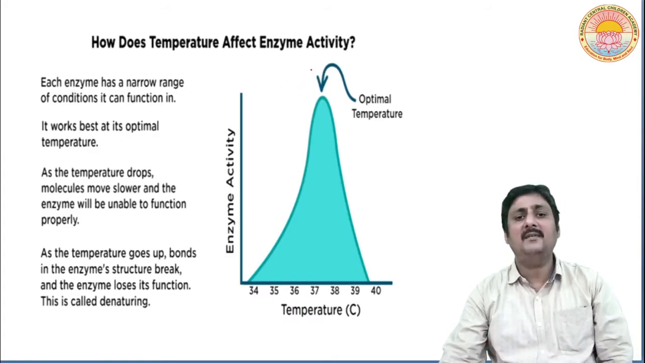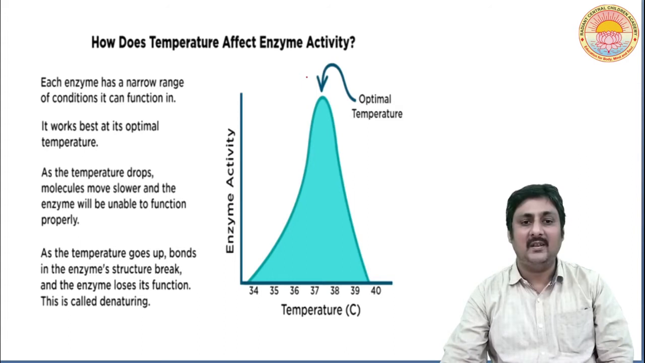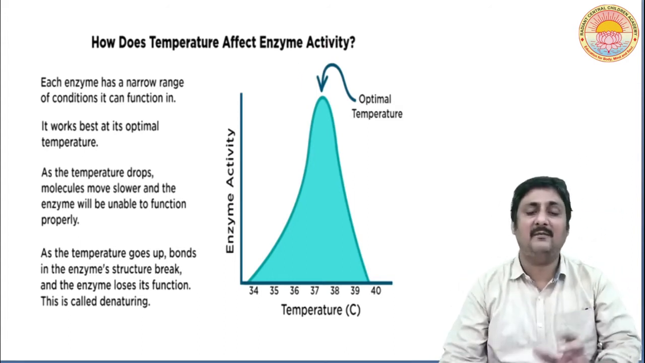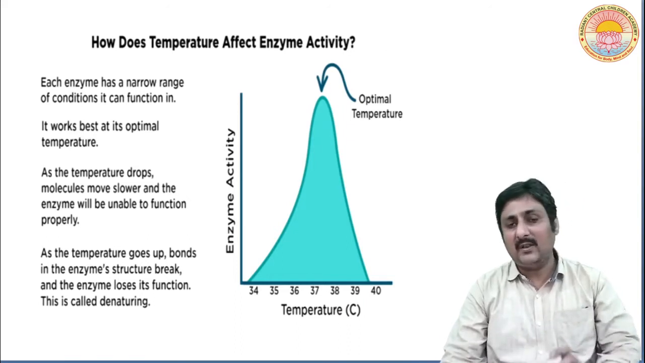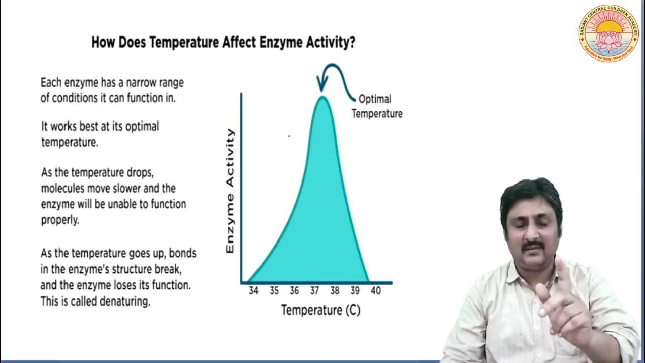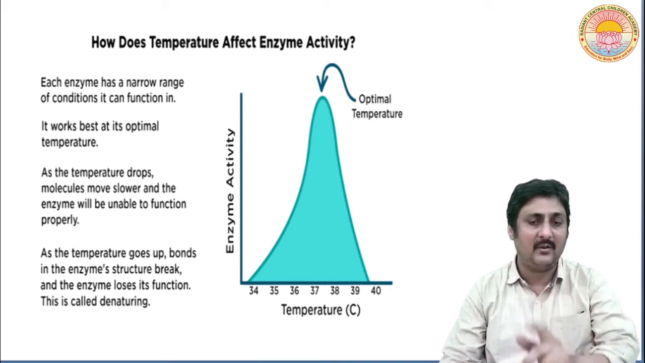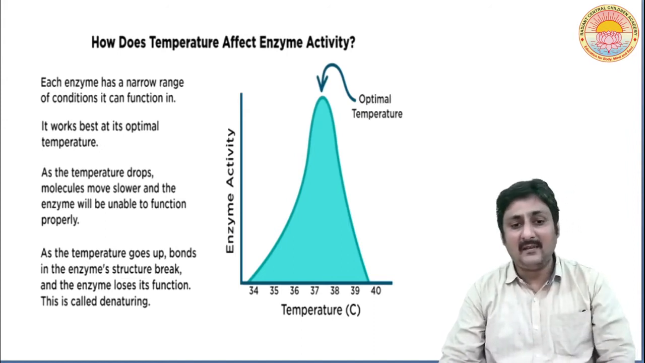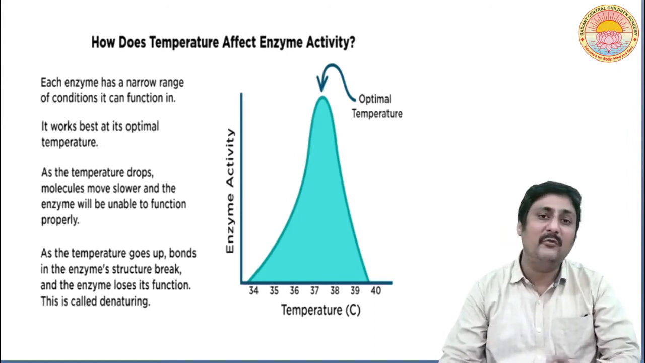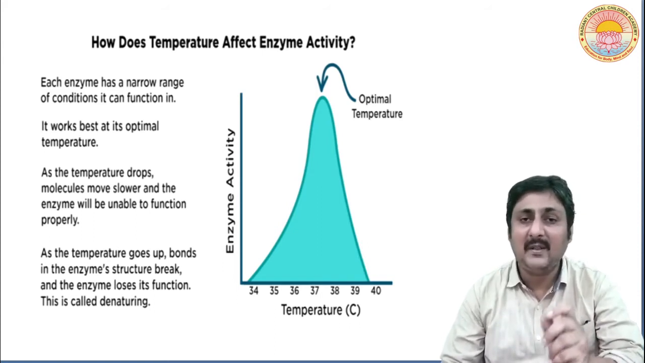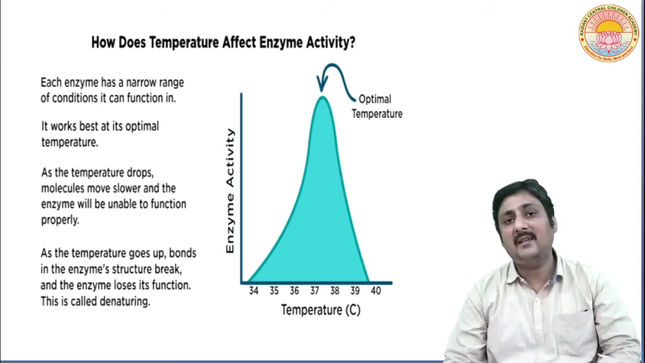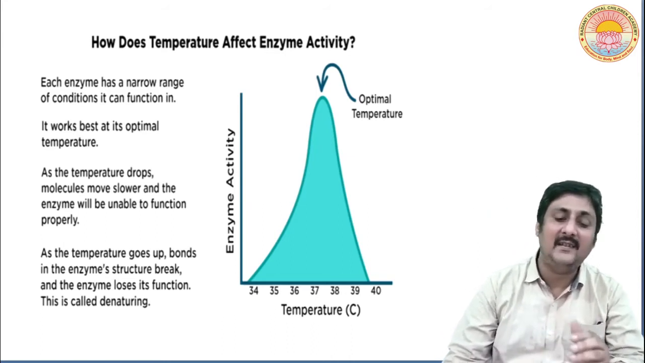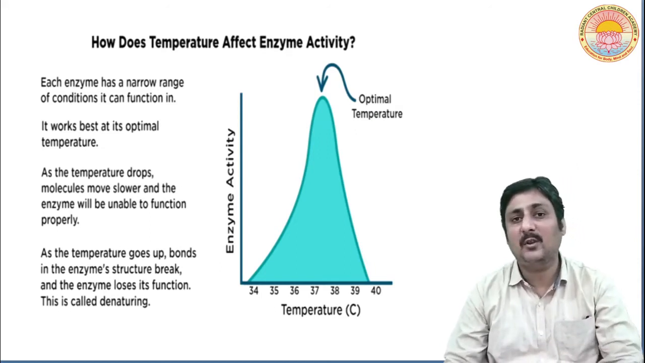Now how does temperature affect enzyme activity? See, an enzyme has a narrow range of conditions where its function is optimum. It works best at a particular temperature, which is called the optimum temperature for that enzyme. As the temperature drops, molecules move slower, and the enzyme will be unable to function properly. As the temperature goes up, bonds in the enzyme structure break and the enzyme loses its function. This is called denaturation.